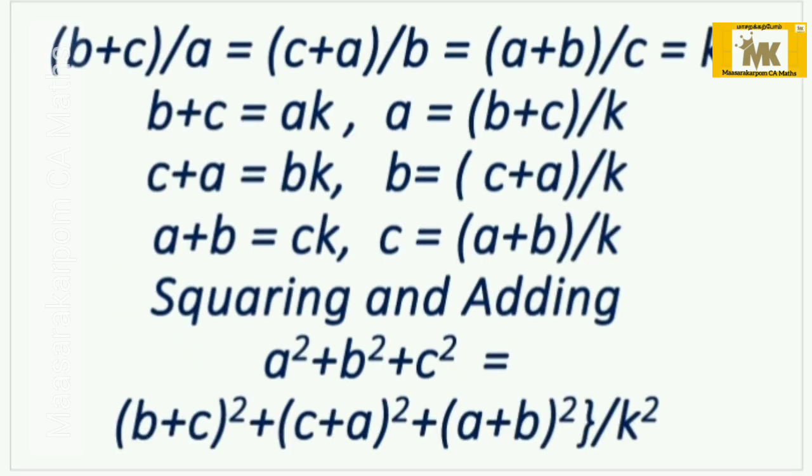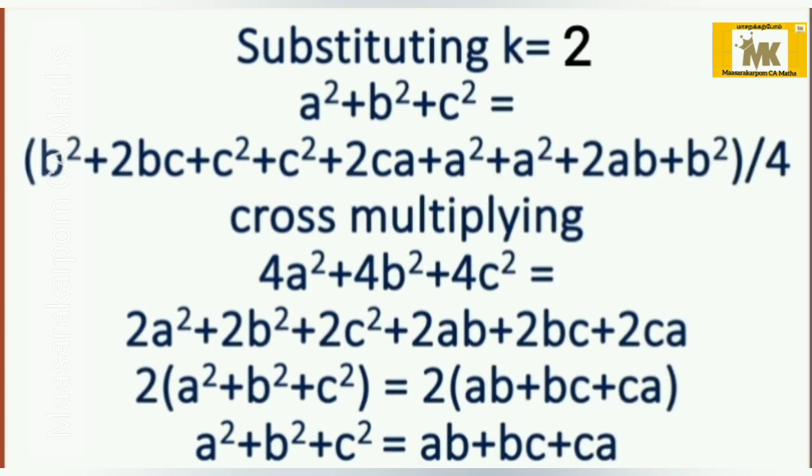Square a squared, b squared, c squared. Then add: a squared plus b squared plus c squared is equal to b plus c the whole squared plus c plus a the whole squared plus a plus b the whole squared, divided by k squared. Use the a plus b the whole squared formula, a squared plus b squared plus 2ab, and expand each one.